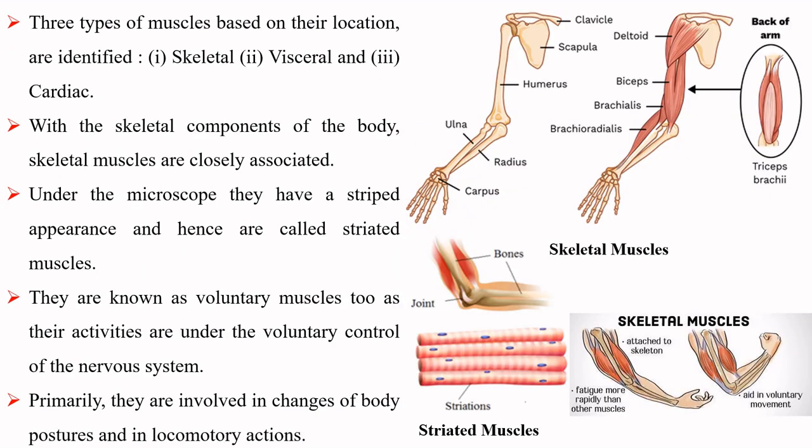Three types of muscles based on their location are identified: 1. Skeletal, 2. Visceral, and 3. Cardiac. Skeletal muscles are closely associated with the skeletal component of the body. Under the microscope, they have a striped appearance and hence are called striated muscles. They are known as voluntary muscles too, as their activities are under the voluntary control of the nervous system. Primarily, they are involved in changes of body postures and in locomotory actions.